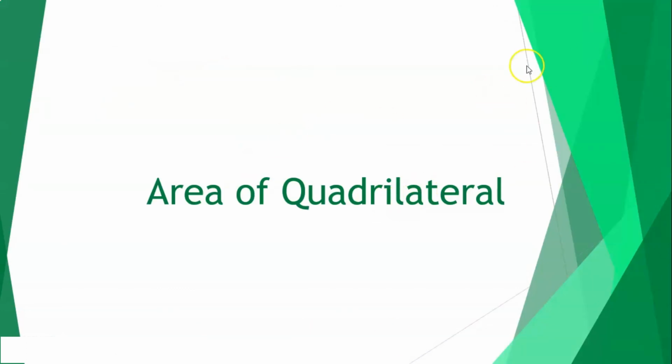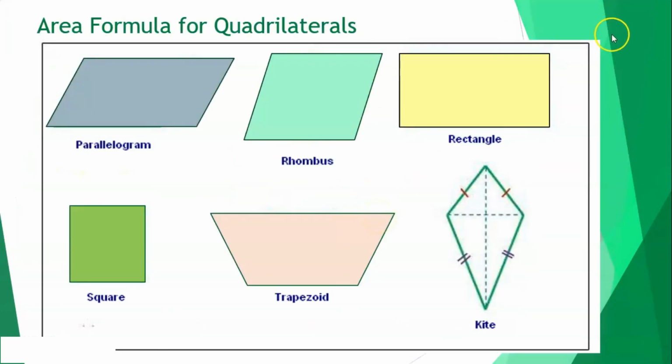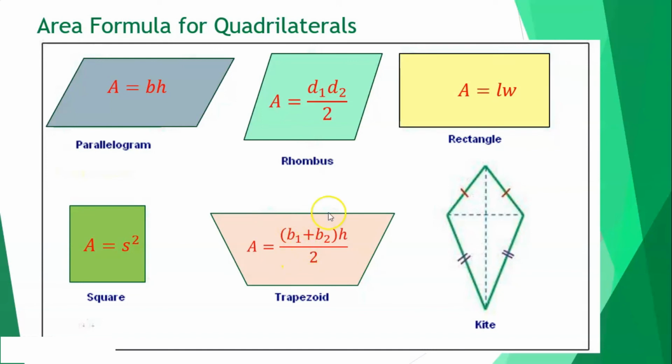Okay, so let's have the area of quadrilaterals. Given these different quadrilaterals, let's review the different formulas for area. For parallelogram, that's base times height. For rhombus, that's diagonal 1 times diagonal 2 divided by 2. For rectangle, that's length times width. For a square, it's simply s squared. For a trapezoid, that would be base 1 plus base 2 multiplied by the height divided by 2. Then for a kite, that would be diagonal 1 times diagonal 2 divided by 2.